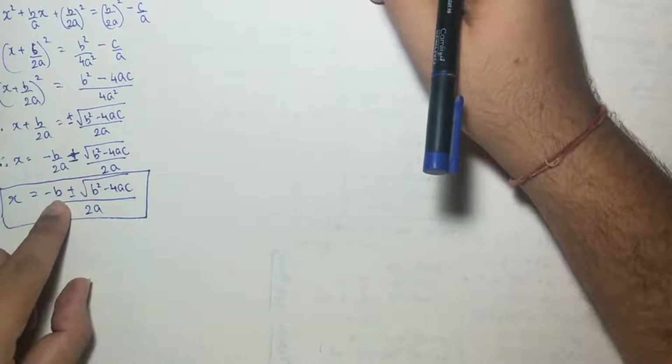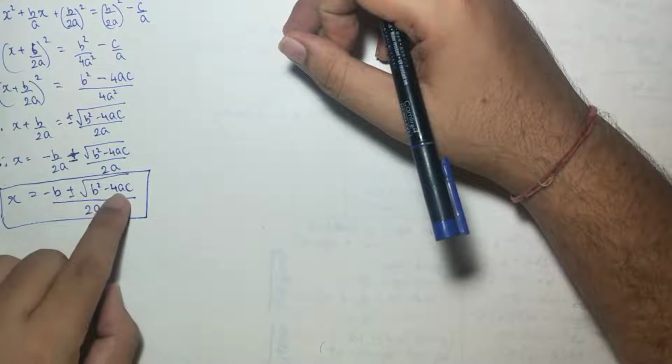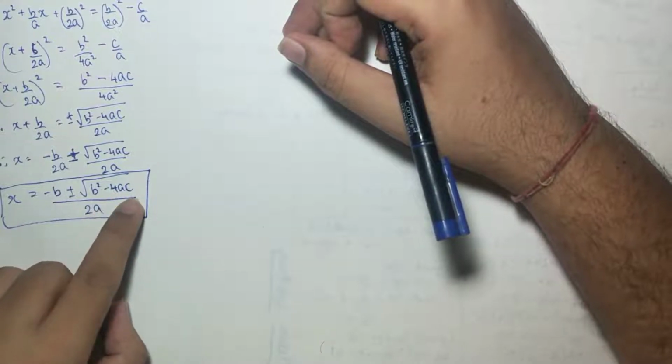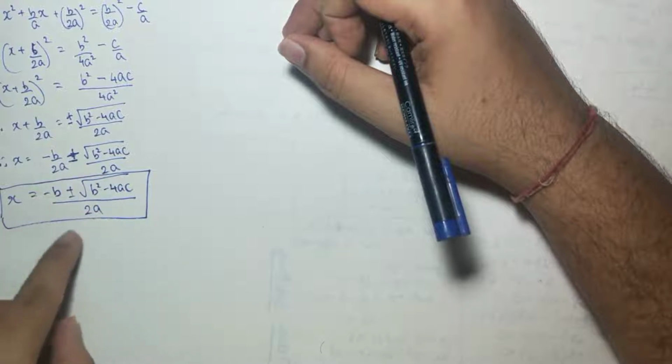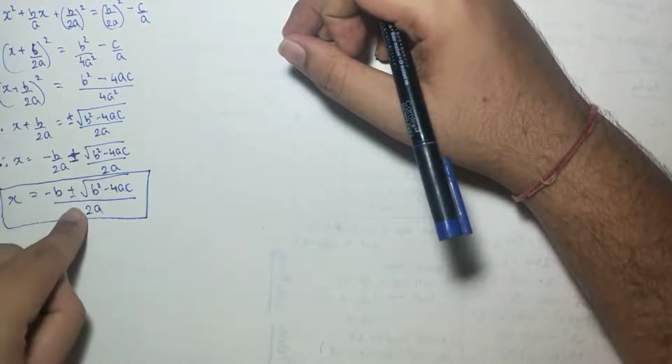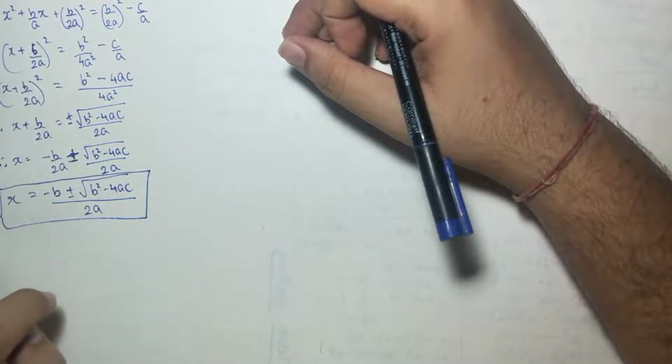We know all the values. We know b, that is the coefficient of x in our equation, a, the coefficient of x square in our equation, and c is the constant of our equation. You know all the values. Just substitute the values over here, and you will get the roots of the equation.